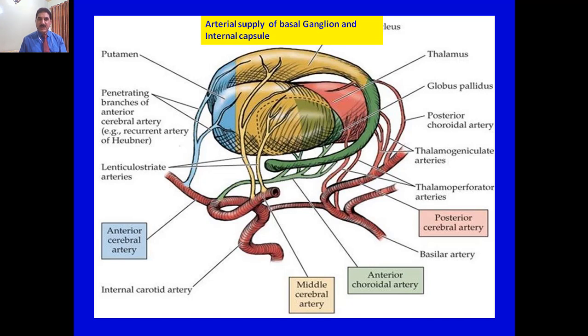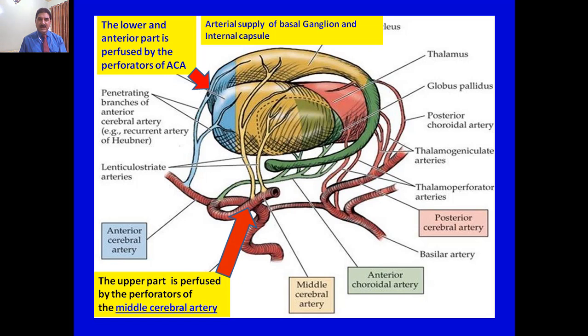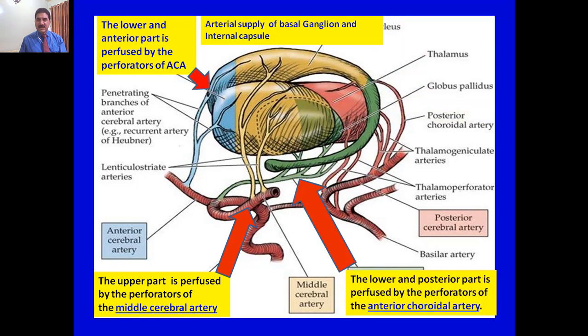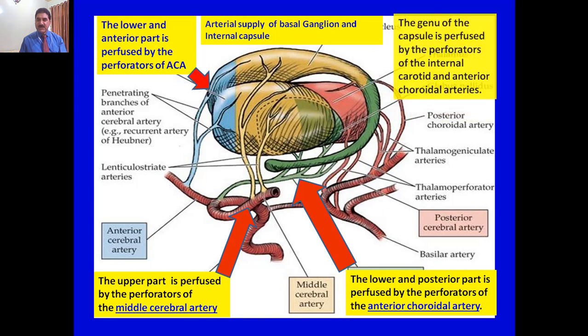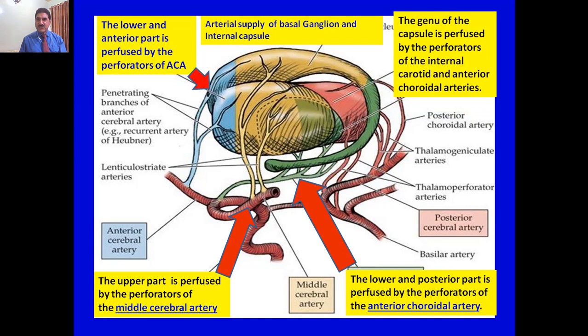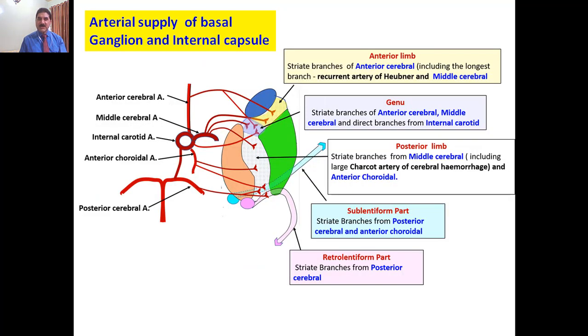Let us have a recap of the arterial supply of the basal ganglia and internal capsule. As shown in this diagram, the lower and anterior part is supplied by perforators of the anterior cerebral artery. The upper part is perfused by perforators of the middle cerebral artery. The lower and posterior part is perfused by perforators of the anterior choroidal artery. The genu of the internal capsule is perfused by perforating branches of the internal carotid and anterior choroidal arteries.